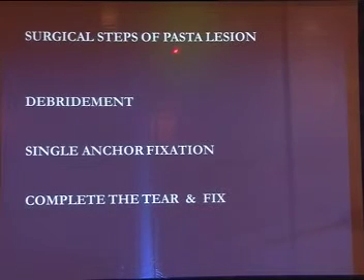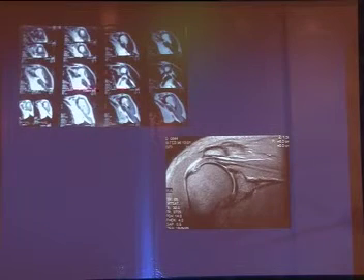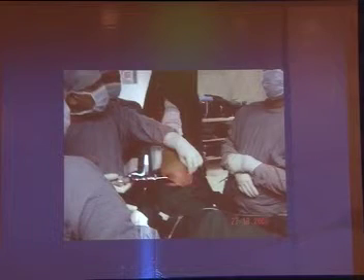So surgical steps as we follow for the partial lesion, that is the partial articular side tendon lesion: you can go for debridement only, or you can go for single anchor fixation if you can make it complete, and we can fix it with a single anchor. This is one MRI with a partial articular side tear here. I do all in lateral.